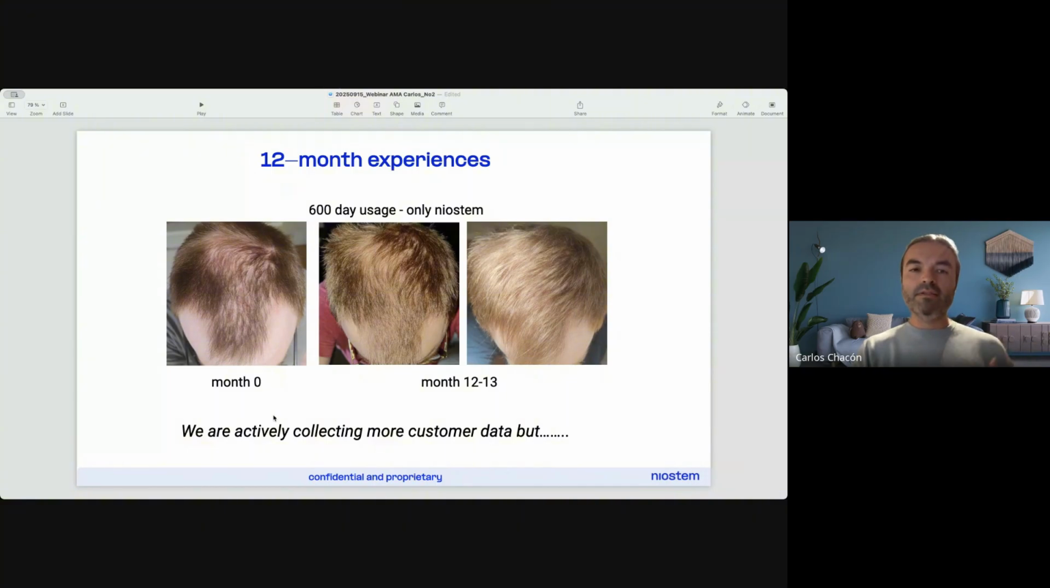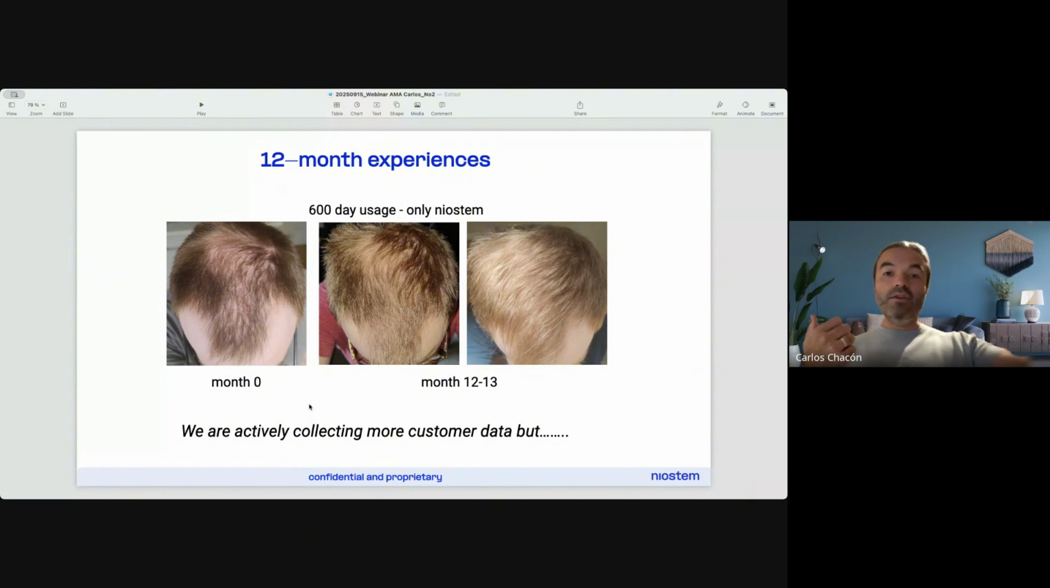We're working on it, but as I said, we're a small team and we are still trying to understand how to do this better. So this is just an example. You can see on the slide, 600 days of usage, and this is only Niacin. That's another confounding effect of this 12 months or longer usage, is that most of the customers that we have actually do things in parallel.